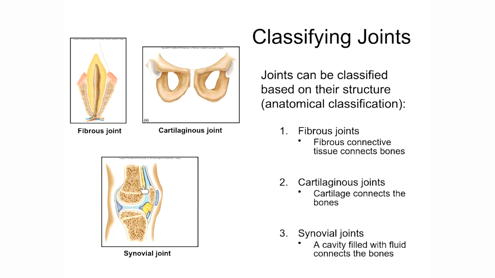And because we don't have a pad of cartilage sitting between the bones, we don't have fibers that are really tightly binding them together. Instead, we find this synovial fluid in between the bones. These tend to be joints that are much more movable than a fibrous joint or a cartilaginous joint. They tend to have a much wider range of motion than those other two joint types because of this synovial cavity and the way that they're put together.